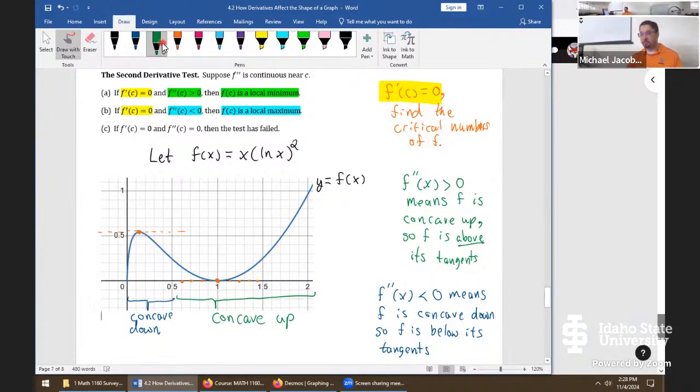Okay, so thinking about the concave test one more time. First thing you need is a critical number. Find all the critical numbers of the function. So you take the first derivative, set it to 0 and solve.